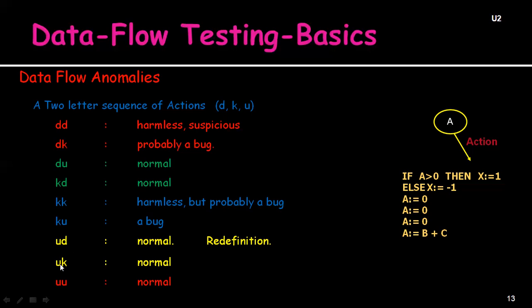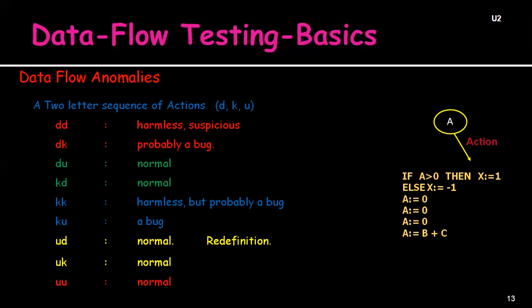UK, after using, you are killing, normal. So once our work is completed, at the time of termination, anyway, we are going to kill that object or transaction. So there is nothing false. So this is a normal case. UK is a normal case. UU, that is also normal. Repeatedly, you can use any object any number of times. So that is also not a problem. So these are the 9 different possibilities of 2-letter combinations using D, K, and U.